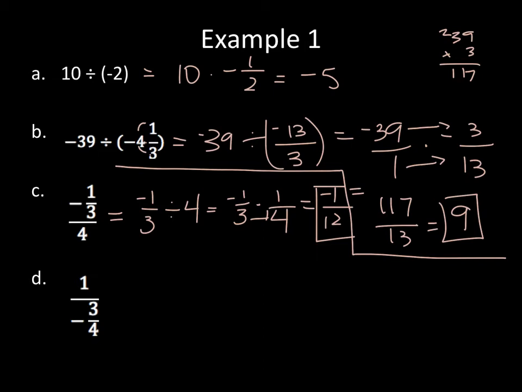Okay, looking at this last one, I now have 1 divided by negative 3 over 4. So this is 1 divided by negative 3 over 4. I'll rewrite it again: 1 times the reciprocal of the second, negative 4 over 3. Multiplying across, I'll rewrite this to be 1 over 1. I know it's going to be negative because I have negative times positive. 1 times 4 is 4. 1 times 3 is 3.